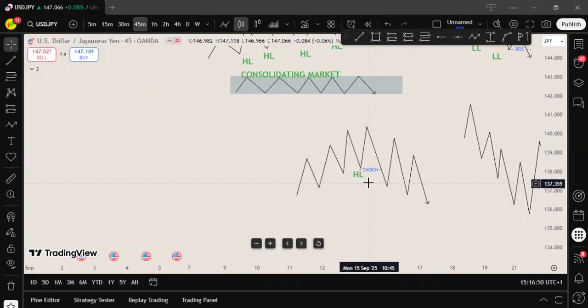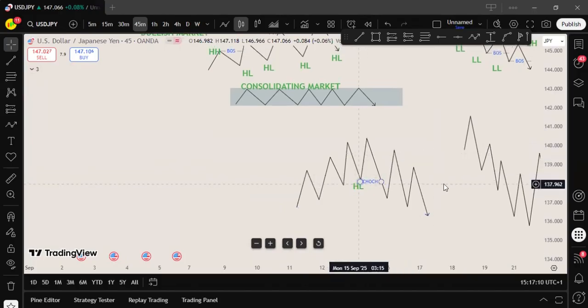The way this example is, the market was creating higher highs, higher lows, higher highs, higher lows, higher highs, higher lows. Then all of a sudden, the market broke a higher low. It is called a change of character.